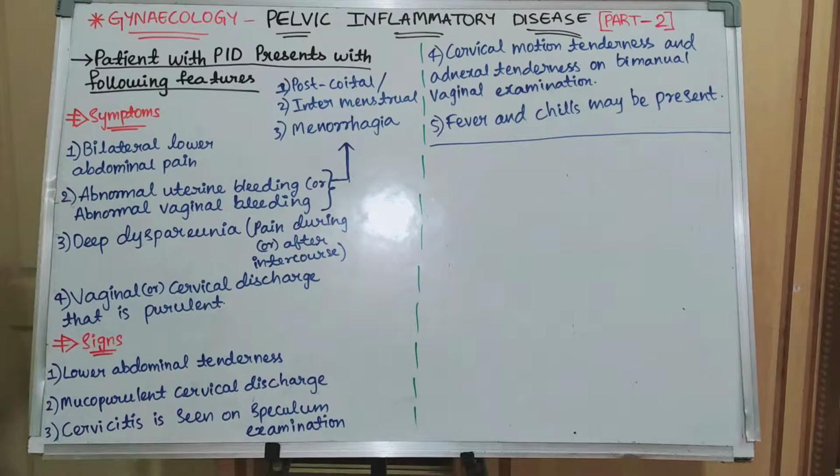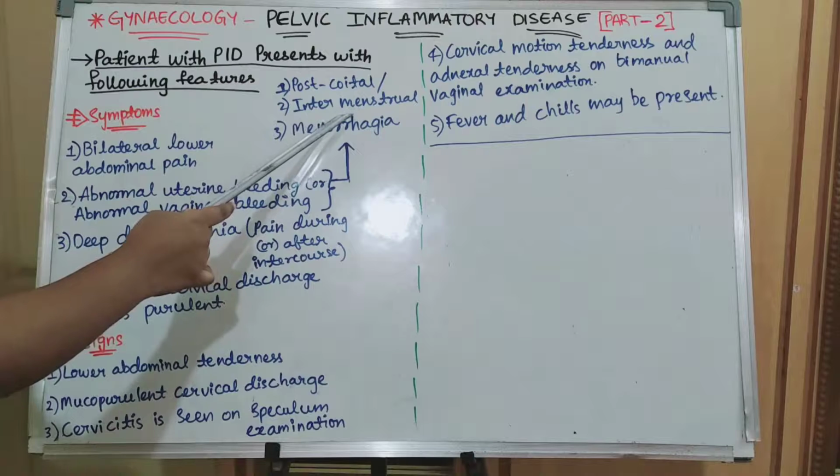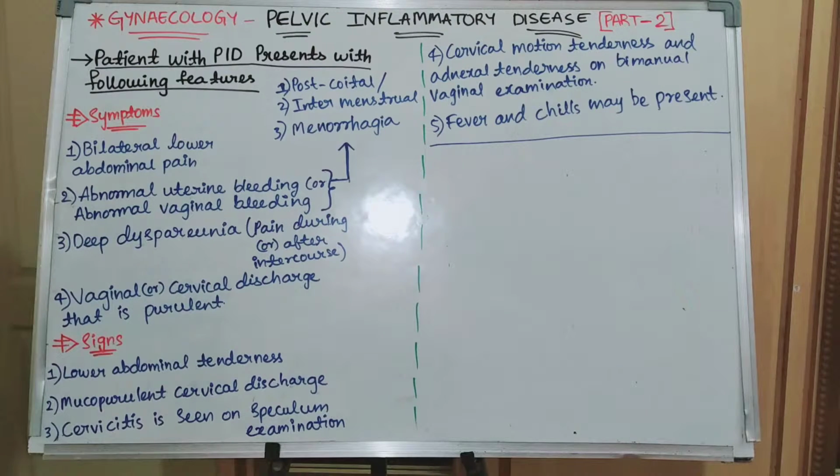So she will come with bilateral lower abdominal pain. She also presents with abnormal uterine bleeding or abnormal vaginal bleeding. This may be postcoital bleeding, intermenstrual bleeding or menorrhagia. She also presents with a deep dyspareunia, that is a pain during the sexual intercourse or after the sexual intercourse. And then she also presents with abnormal vaginal or cervical discharge, maybe in color or odor.